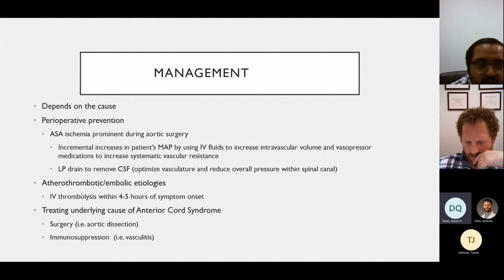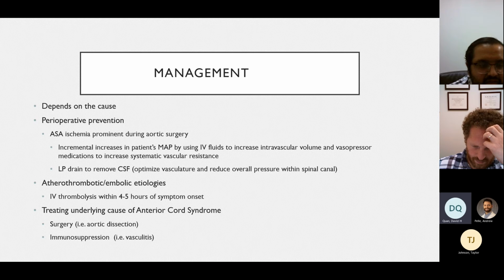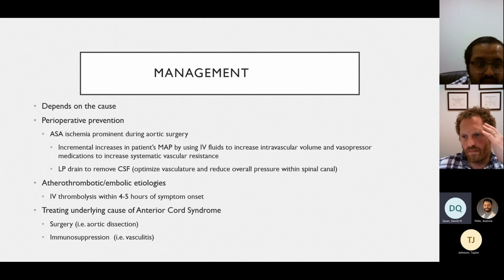Another thing I noticed upon my review is that some surgeons will have an LP drain to remove excess cerebrospinal fluid, and that has to do with maintaining a pressure within the spinal cord. The more cerebrospinal fluid there is, that might lead to less blood flow within the artery itself. If we are concerned about an atherothrombotic etiology, it's important to thrombolize within 4 to 5 hours of symptom onset.